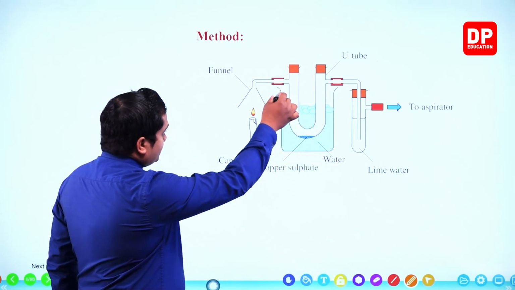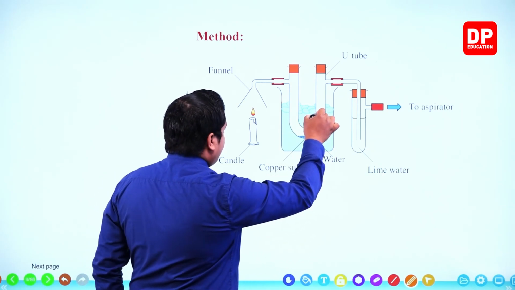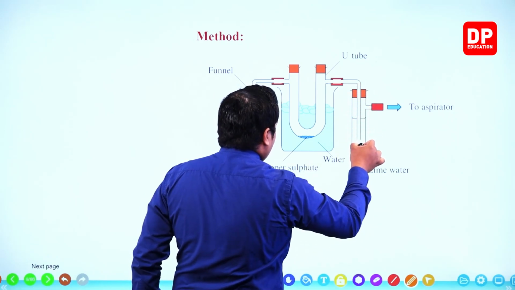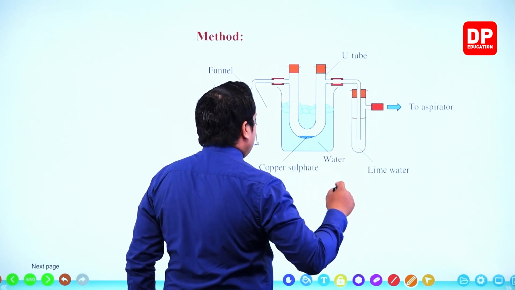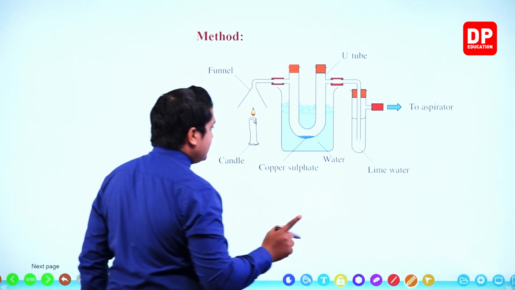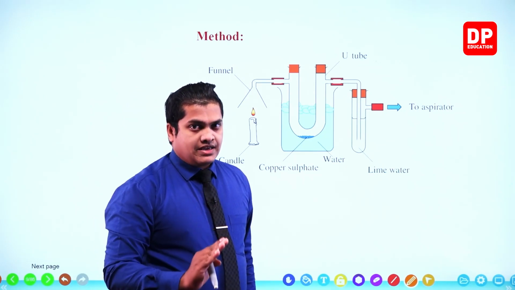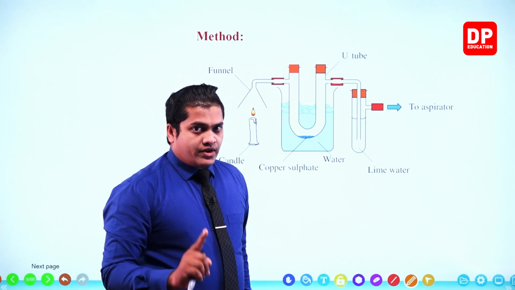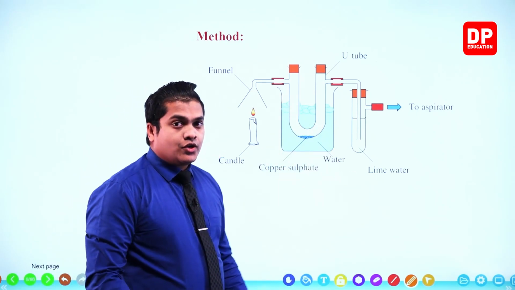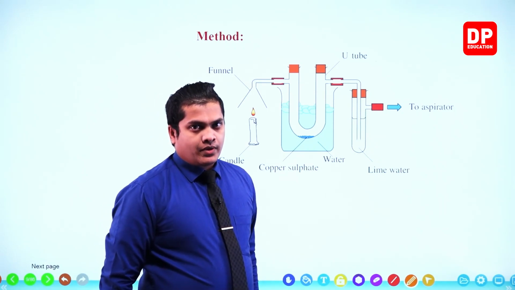Then my dear children, the smoke coming from here will eventually travel through this delivery tube and come towards the lime water over here. So when bubbling this into the lime water solution, if there is carbon dioxide gas, then the lime water will turn milky white. If there is water vapor in the smoke, then the copper sulfate will turn blue. Okay, so this is our activity, my dear children, right?